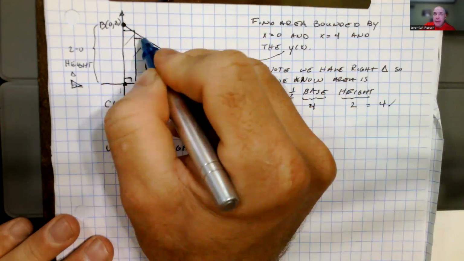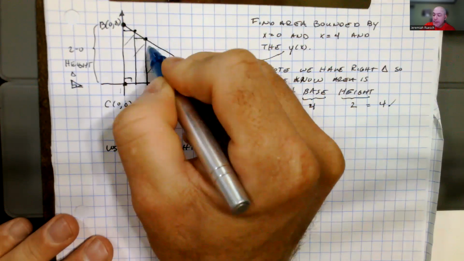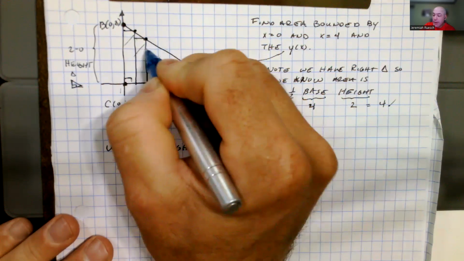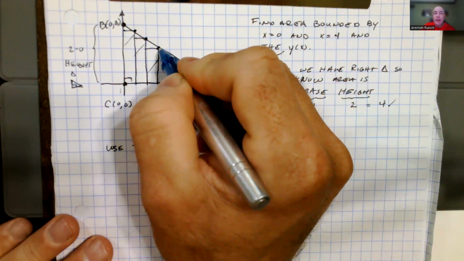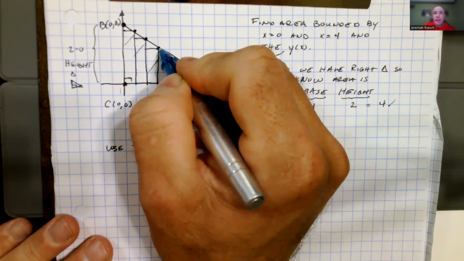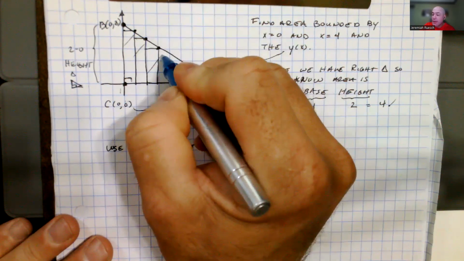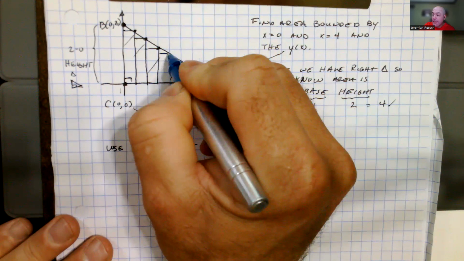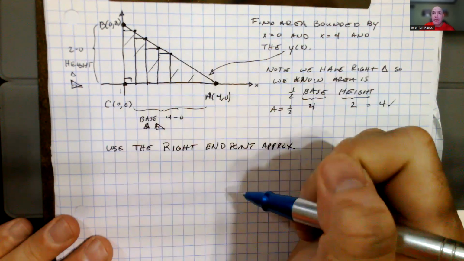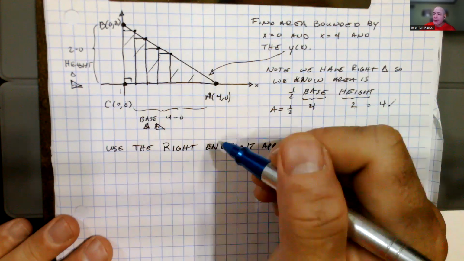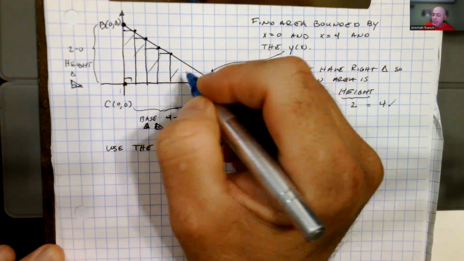Okay, so each of these rectangles that I'm making, notice that the height of the rectangle is defined by the height of the right side. In other words, the upper right-hand corner of the rectangle is what defines the height. That's why this is called the right endpoint approximation. Okay, so the left endpoint is very similar, just that the left endpoint would define that.